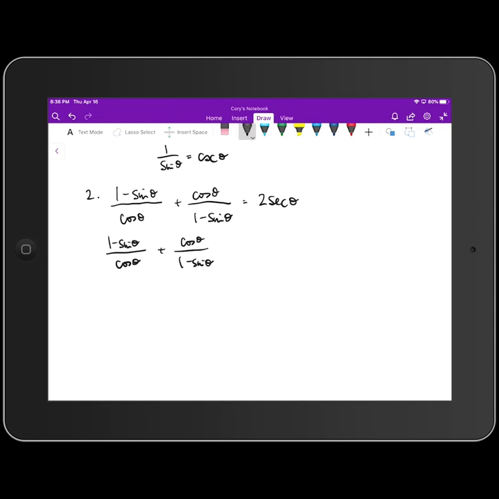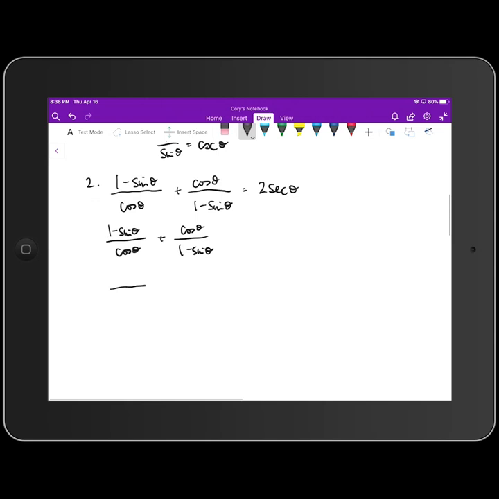So the right-hand side is 2 times the secant of theta, which again, secant we can rewrite as 1 over cosine. So that's going to become 2 over cosine, which tells me because that is a single fraction, I'm going to want to take the left-hand side and combine it into a single fraction as well. Okay, so if I want to combine the left-hand side into a single fraction, we need a common denominator, which is going to be cosine times 1 minus sine. So to give the first fraction that denominator, I'm going to multiply the top and bottom by 1 minus sine.